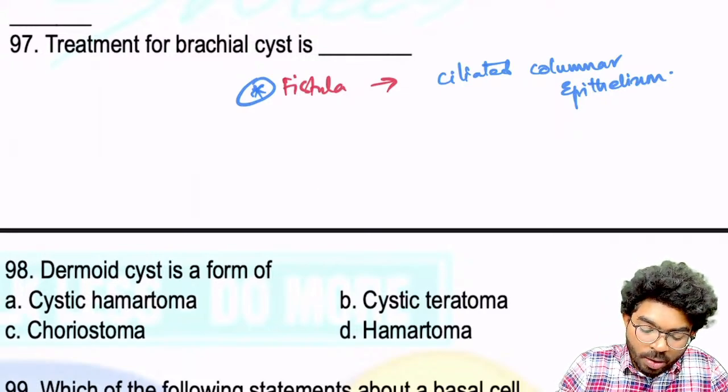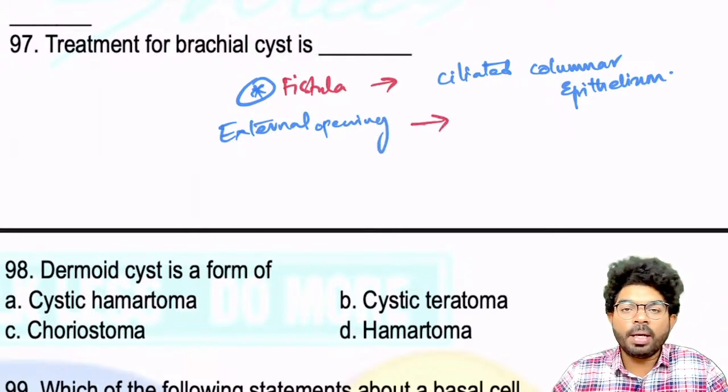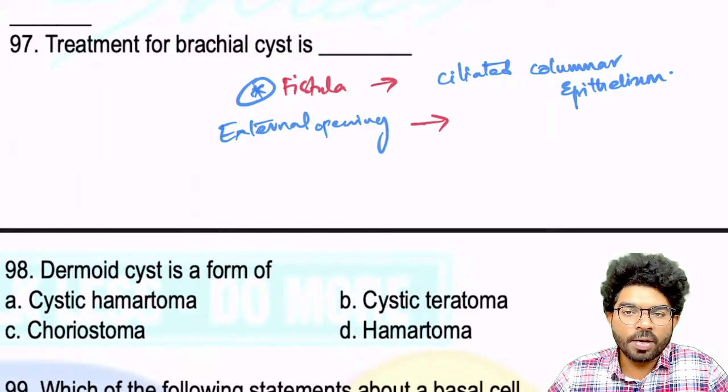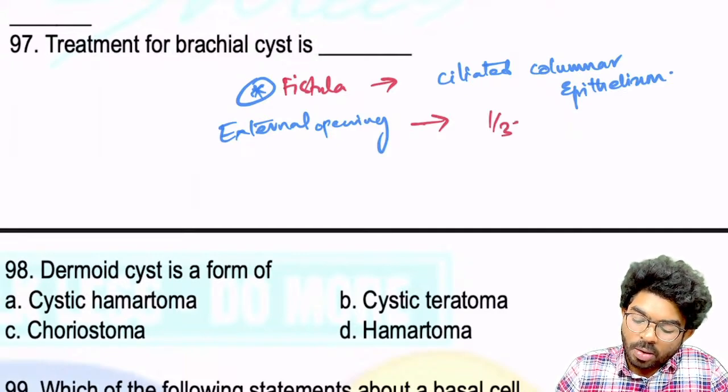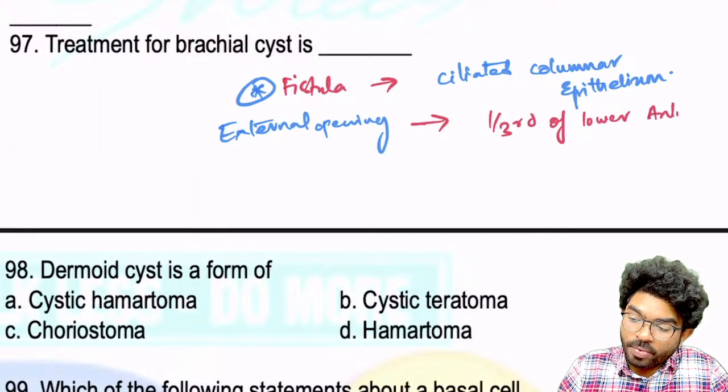I told you there are two openings. One is the external opening, second one is the internal opening. Coming to the external opening. The external opening is situated in the lower 1/3 of the anterior border of the sternocleidomastoid muscle.